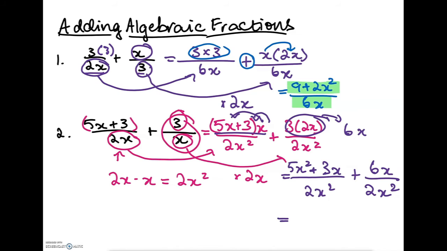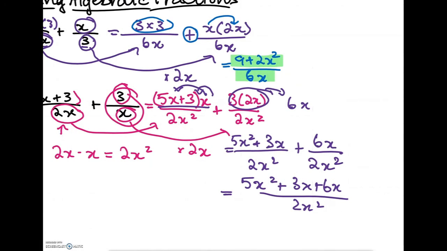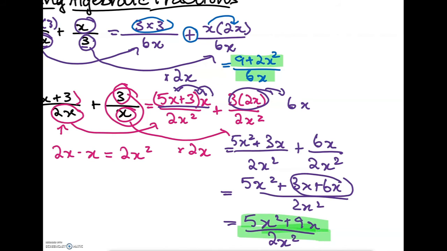Now we can simplify this further and bring the terms together. So it'll be 5x squared plus 3x plus 6x all over 2x squared. Now if we simplify this even further, we're going to get 5x squared plus 9x. So we're just going to add these two together. So 5x squared plus 9x over 2x squared will be your final answer for this question.